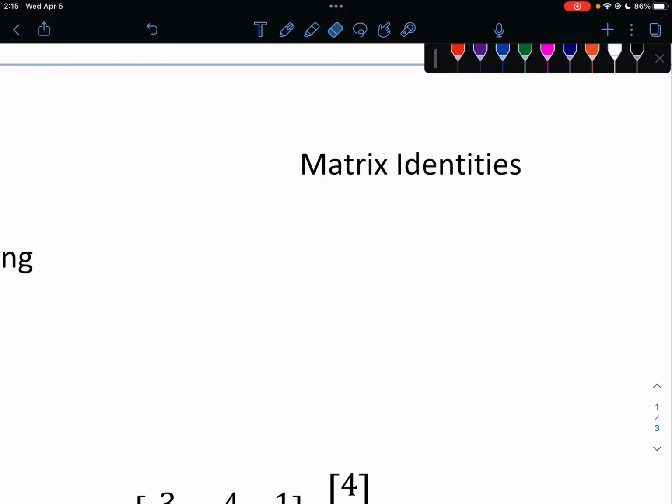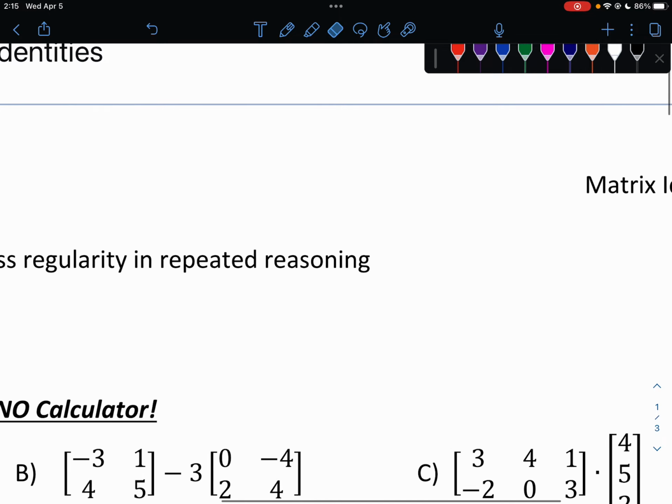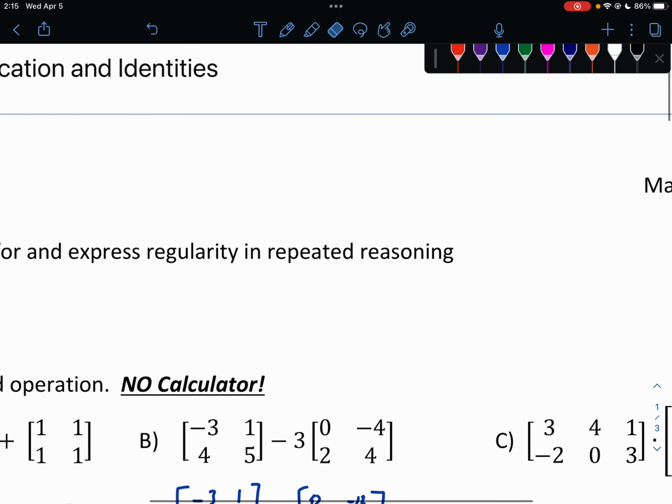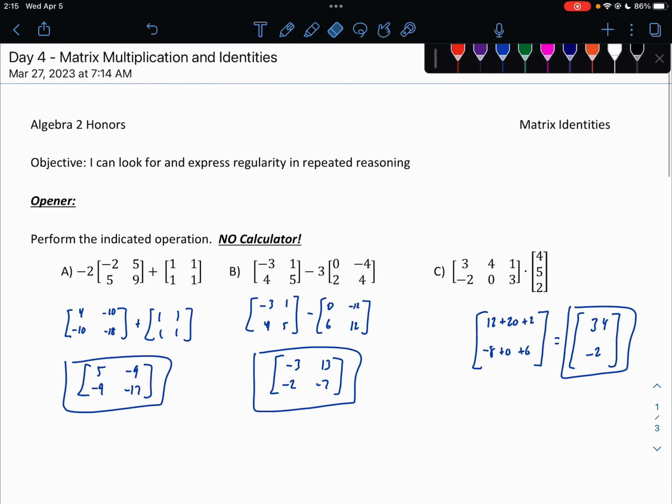In this video, we're going to take a look at matrix identities and a little bit of matrix multiplication as well. Before we get started, go ahead and pause this video and try the 3 opener problems that you see on the first slide here. And when you're done, you can come back and unpause the video. All right, here are the answers you should have got for the first 3 opening problems.